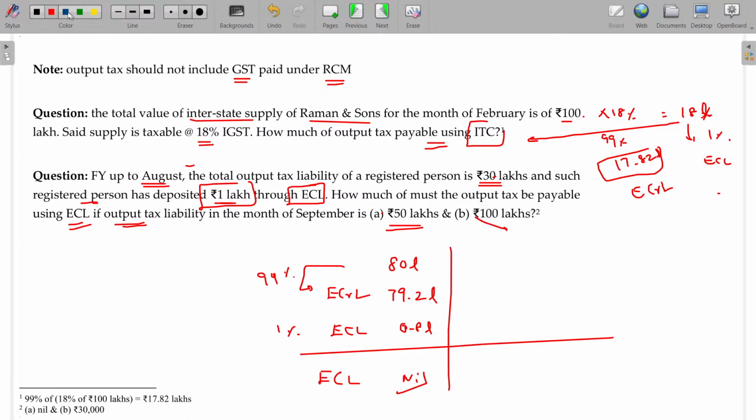Suppose in case this year it is 100, and last month 30, this month 100, means 130 lakhs. How much should be in electronic credit ledger form, or how much should be in electronic cash ledger form? 1%. 1% means 1.3 lakhs. But in the previous month, he has paid using electronic cash ledger to the extent of 1 lakh. So the balance 0.3 lakhs shortage will be payable from the electronic cash ledger for the cumulative valuation model. Is that clear?